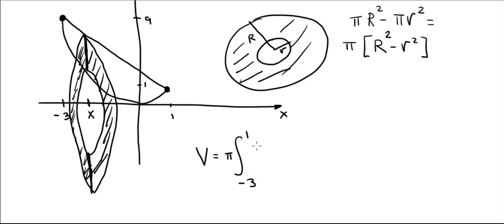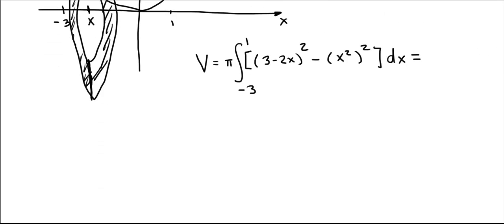Now we need to express the big R as a function of x. Big R is the y coordinate on the line, which is 3 minus 2x. We can square that. Minus little r is the y coordinate on the parabola, so that's x squared, squared. And so the integral that we have here is going to give us the volume of this solid of revolution. So all we have left is the actual integration.